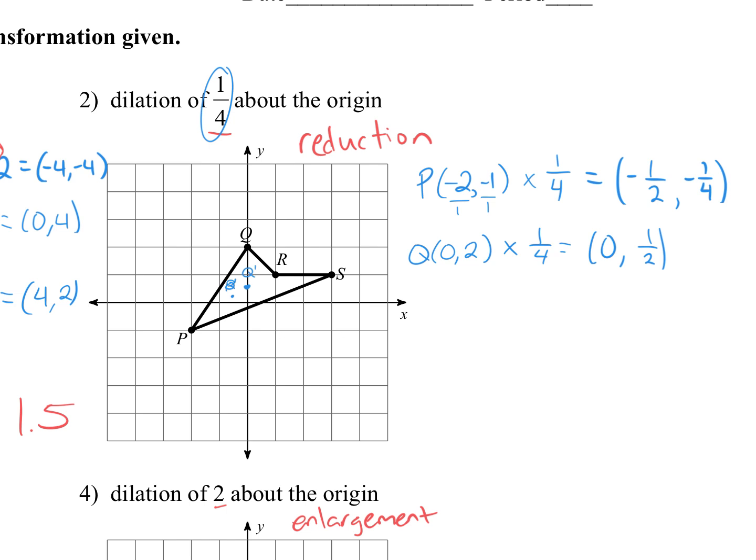Oh, that was supposed to say P. R. 1, 1. Multiplied by 1/4 gives us 1/4, 1/4. And then S. 3, 1, times 1/4. My new coordinate is 3/4 and 1/4.